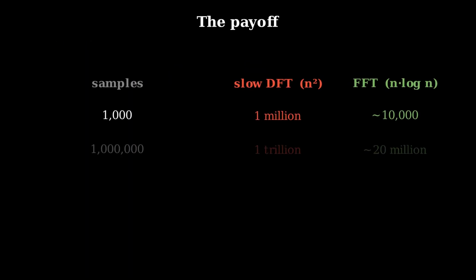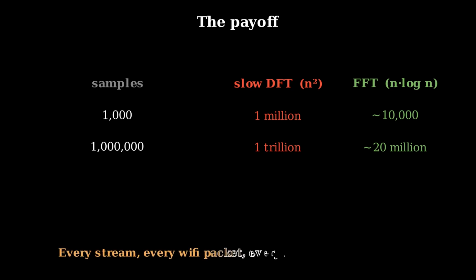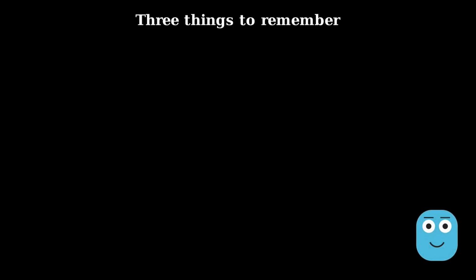At 1,000,000 samples, the slow way needs 1,000,000,000,000 operations. The fast Fourier transform needs about 20 million, the difference between unusable and instant. Every time you stream music, send a Wi-Fi packet, or get an MRI scan, this little algorithm is running under the hood. 3 things to remember.